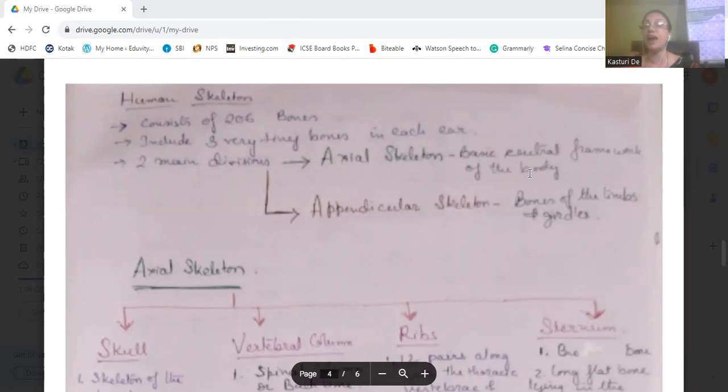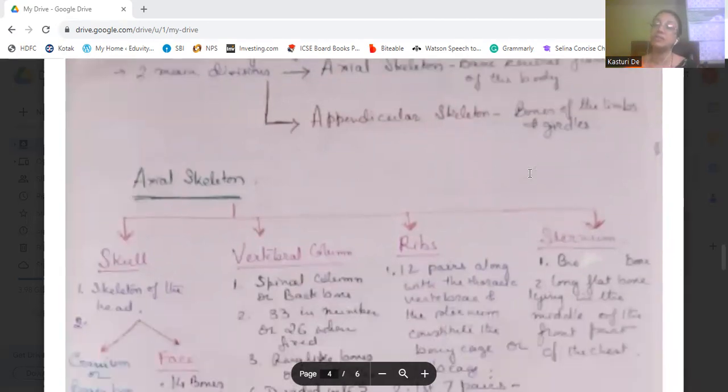As the name suggests, the axial skeleton is the basic central framework forming the axis of the body. The appendicular skeleton forms the appendages of the body, that is the limbs and the girdles. The axial skeleton is divided into four parts: skull, vertebral column, ribs and sternum.